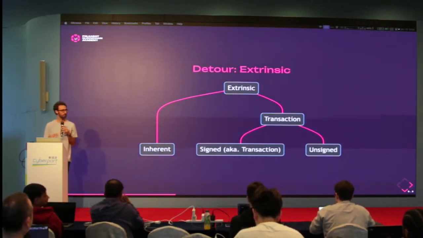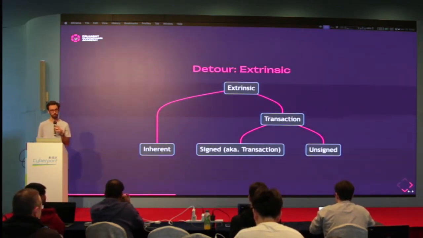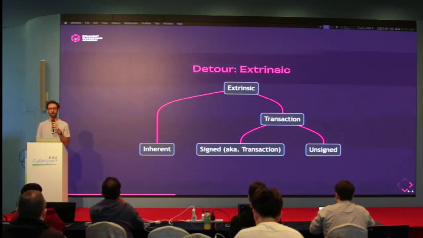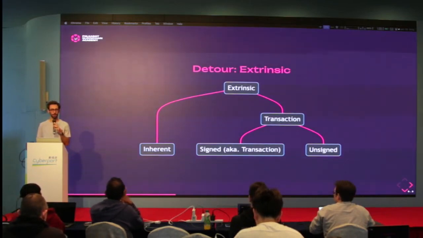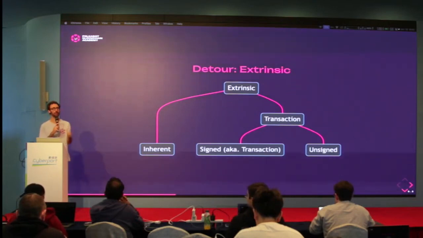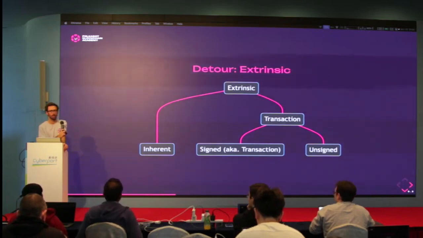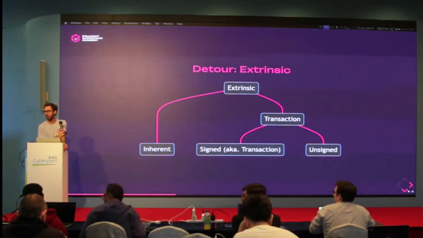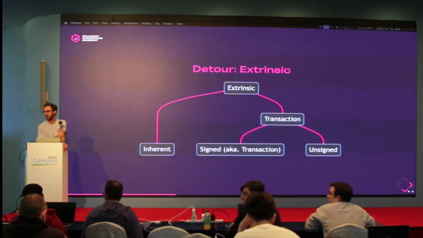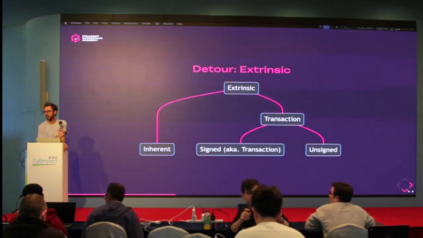Excuse me. Could you give one example of an unsigned transaction? So one occasion where we use it, it's actually used to mimic inherents, or we use it to, well, let me think. No, that's not a good example.